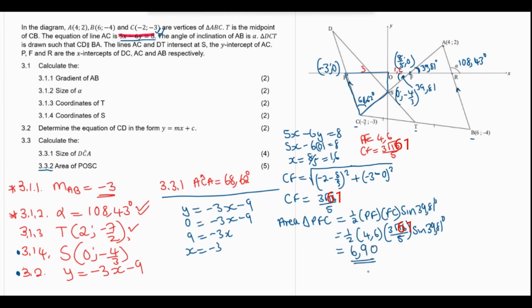Okay, right now we have the area of PFC. We can find the area of OFC. OFC, we're going to use half times base times height, because this is the perpendicular height. OS is the perpendicular height, because OS and OF are perpendicular to each other. So this OFC is actually a right angled triangle. So OF is 1,6, and then OS, because it goes to -4 over 3 there. So it means OS is actually 4 over 3 units.